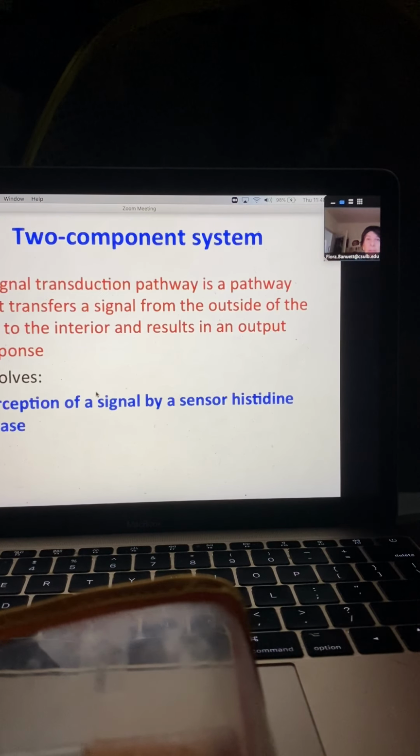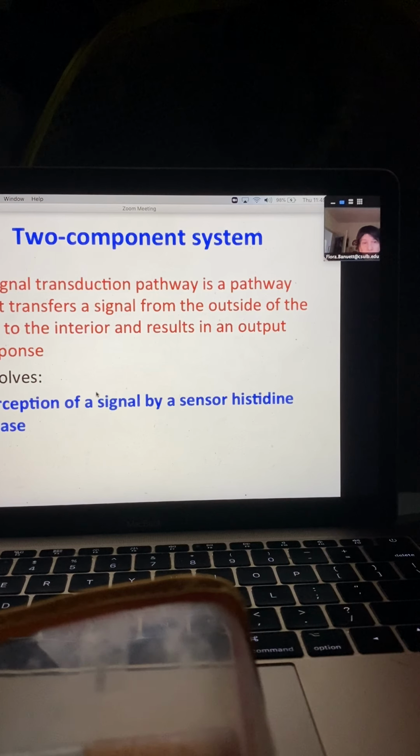So let me tell you in general what a two-component signal transduction pathway is, because these play very important roles in plants, fungi, and bacteria. Animals do not have two-component signal transduction systems. So a two-component signal transduction system is a pathway that transfers a signal from the outside to the interior of the cell, and this results in an output response. An output meaning you are going to have to transcribe genes that give a response.